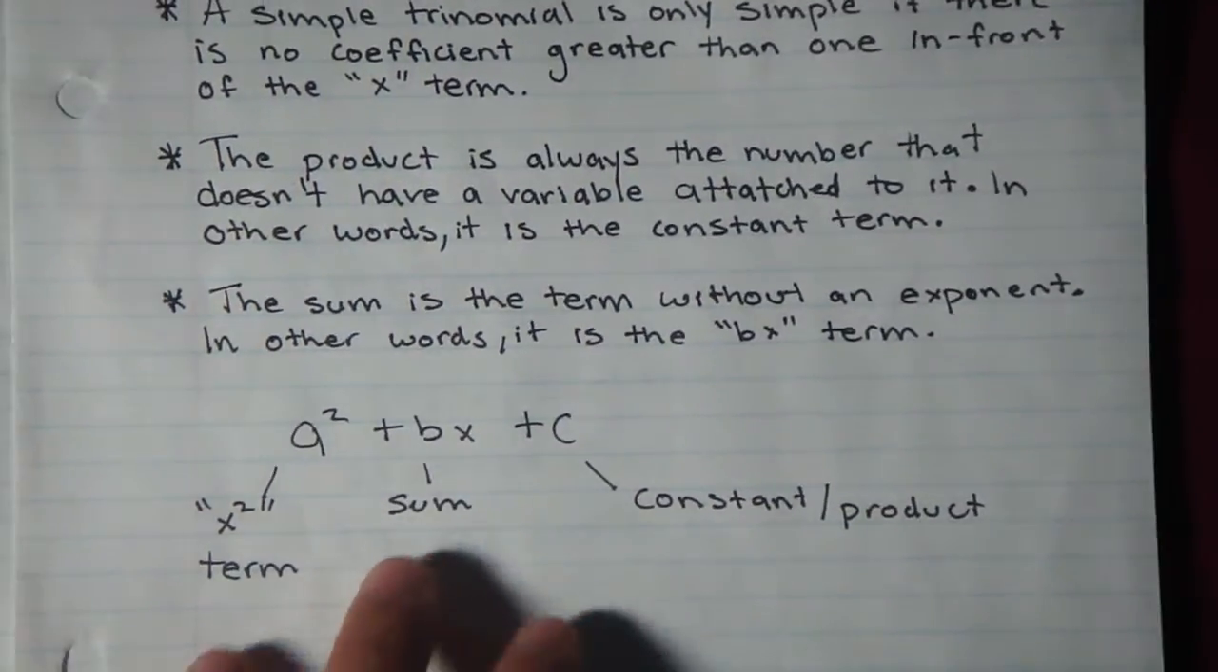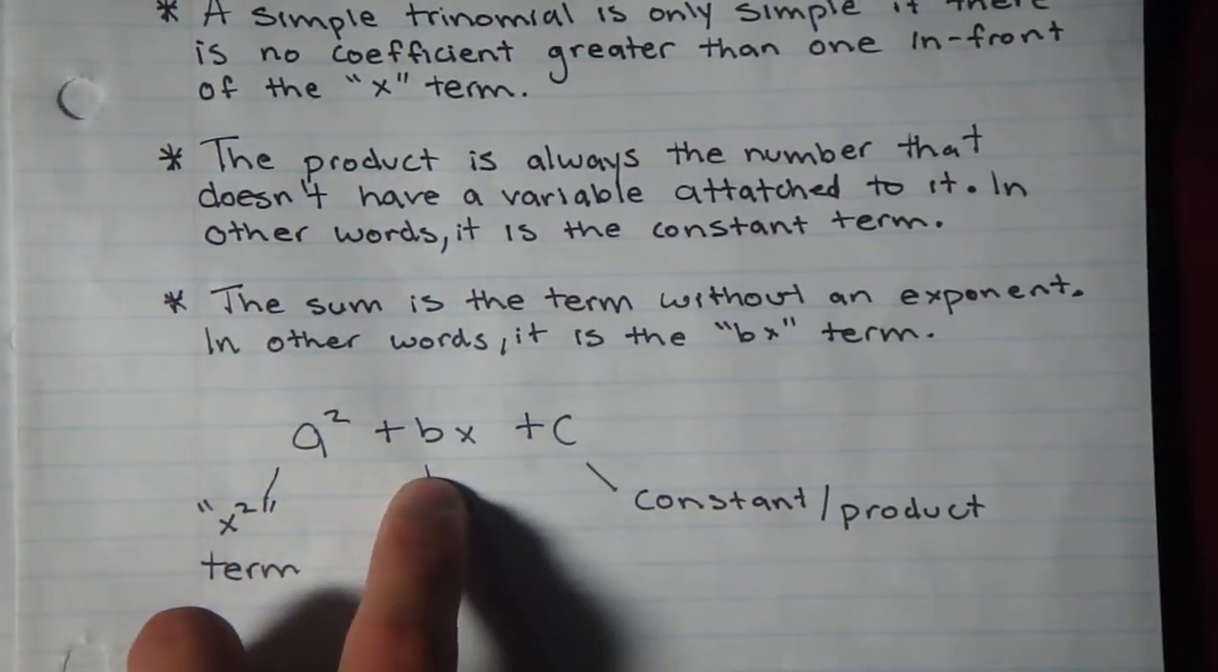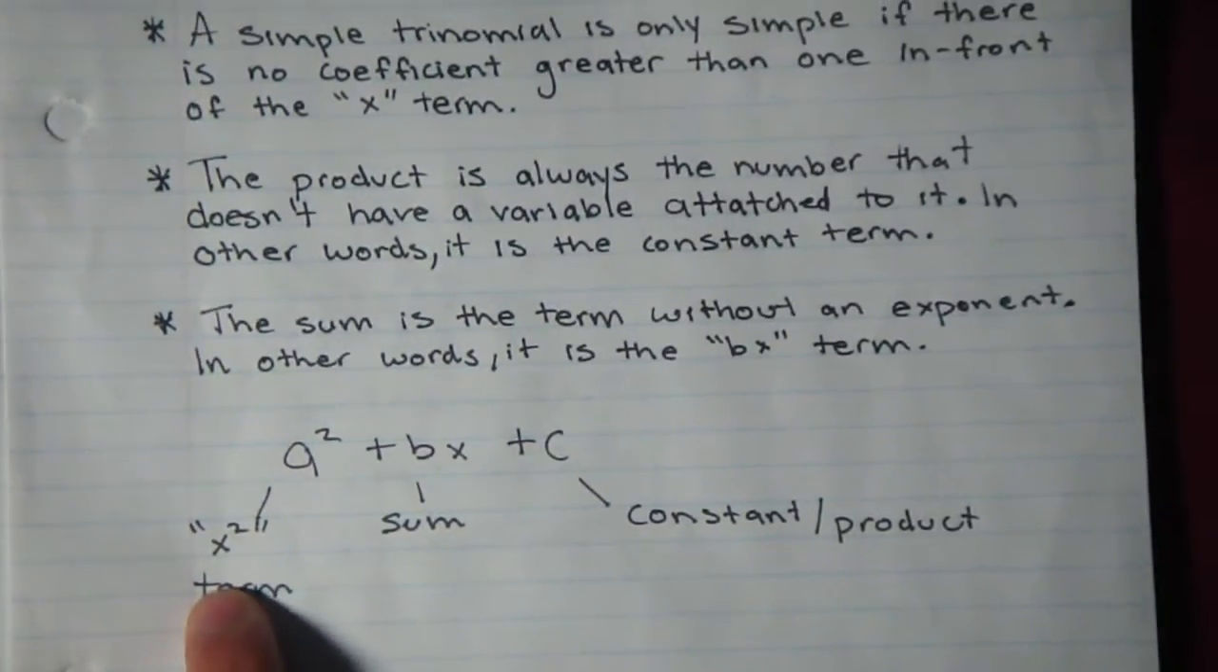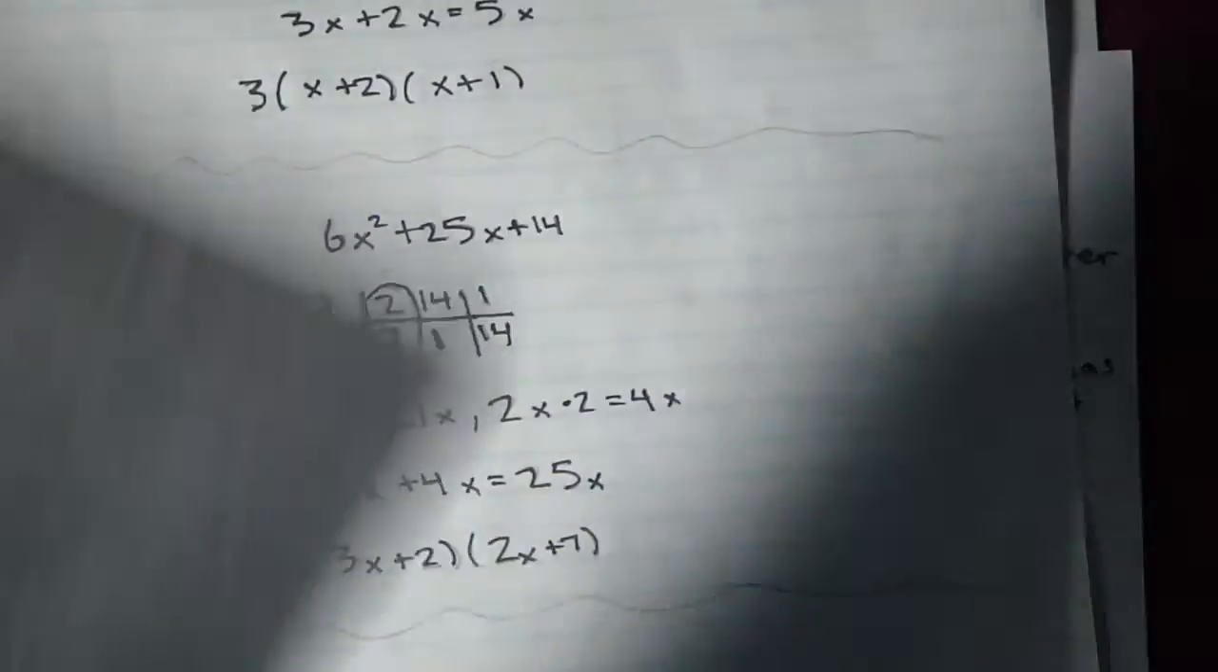And the reason I say bx term is because this is a general equation of a trinomial: ax squared plus bx plus c, where ax squared is the x squared term, bx is the sum, and c is the constant or product.